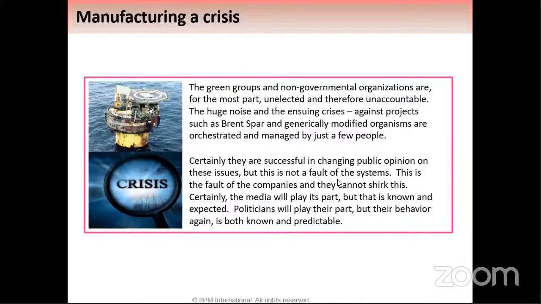Thank you. So certainly they are successful in changing public opinion on this issue, but this is not a fault of the system. As I said earlier, this is the fault of the companies and they cannot shirk this. Certainly the media will play its part, but the behavior, again, is both known and predictable.